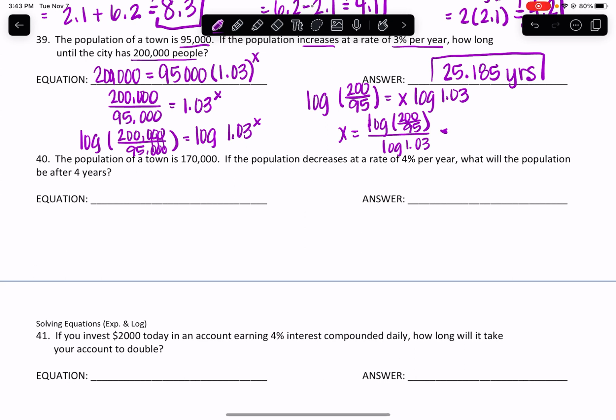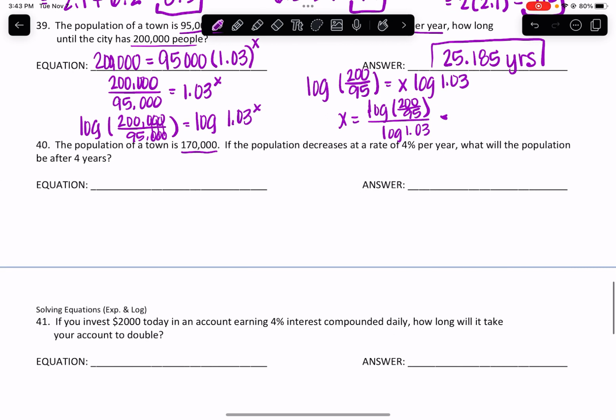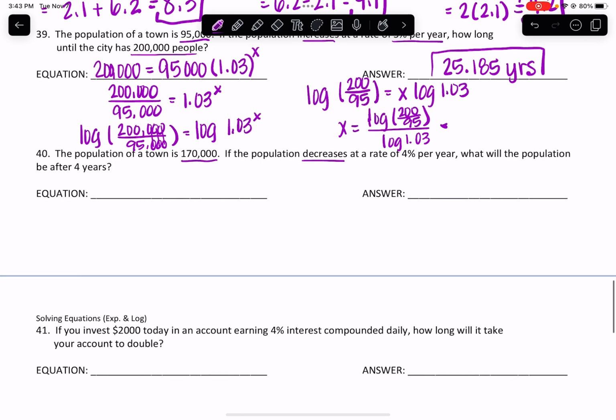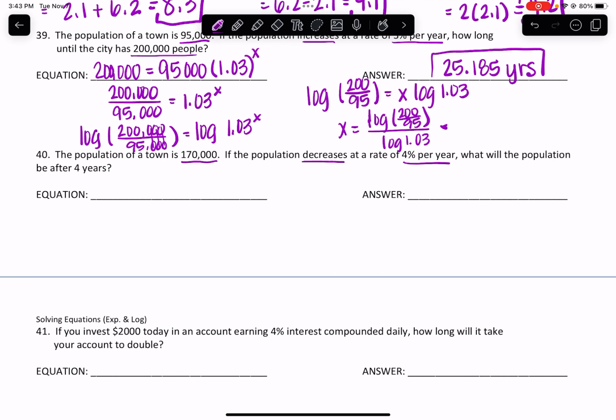Okay, the population of a town is 170,000. It decreases at a rate of 4% per year. After 4 years, y is equal to 170,000 times (1 minus 0.04) to the 4. And then there is no solving for me on this one. This is just type it into the calculator.